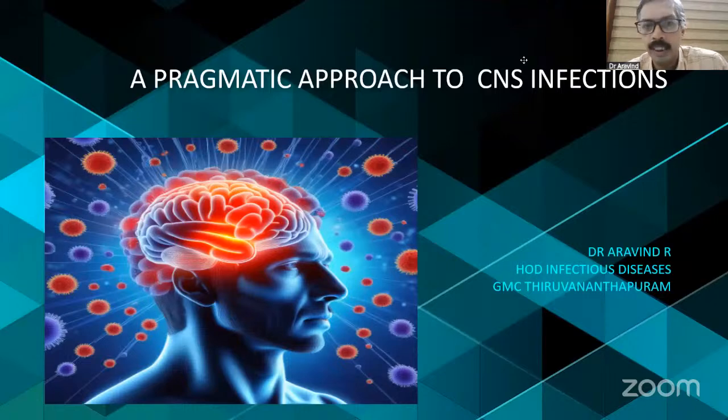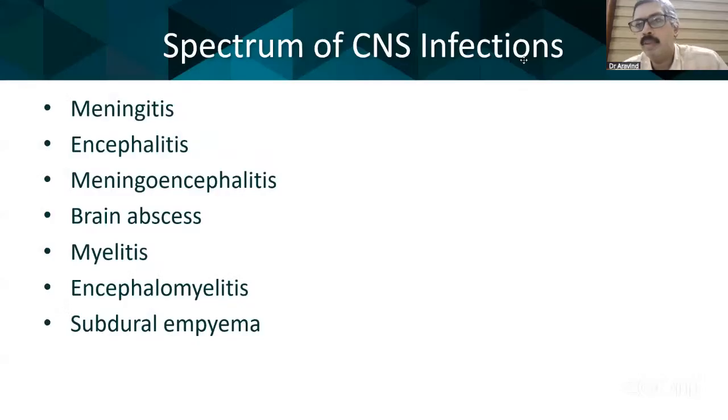So basically, when you talk about CNS infections, the entire spectrum, or gamut, of CNS infections comprises the meningitic syndrome, the encephalitic syndrome, meningoencephalitis, brain abscess, myelitis, encephalomyelitis, and subdural empyema. Of these, the commonest is meningitis, which is the inflammation of the meninges; encephalitis, that is the inflammation of the brain parenchyma; a combination of both, that is meningoencephalitis; brain abscess; inflammation of the spinal cord, that is myelitis; inflammation of brain parenchyma as well as the spinal cord together, encephalomyelitis; and, as a complication, subdural empyema.